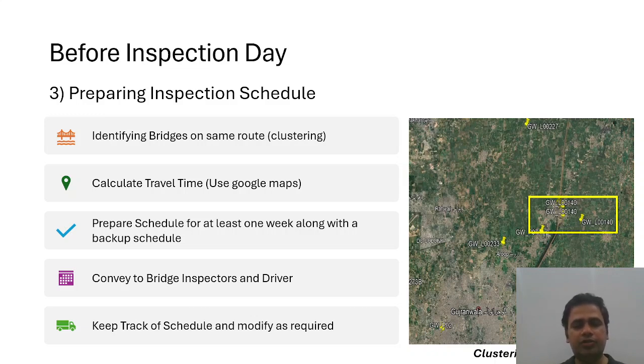You have to keep track of the schedule and modify it as required if there are any on-site issues which change the bridges which were to be inspected. So you need to update the schedule as the inspection process goes on, so that your schedule remains intact, and you should know which bridges have been inspected and which bridges are still required to be inspected.